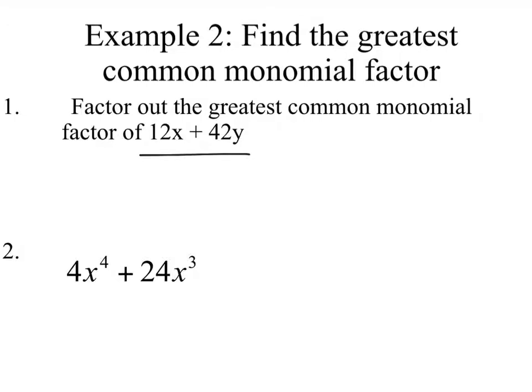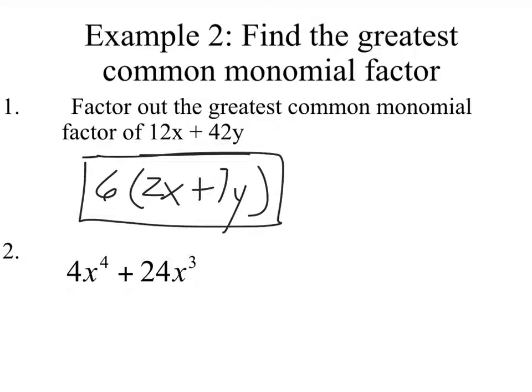You're looking for the largest number that you can divide into both 12 and 42. And the largest number that goes into both 12 and 42 is 6. Basically, we're undistributing, is what we're doing. So 6 times what in the parentheses must have given me the 12x? Should be 2x. 6 times what would have given me 42y? And that would be 7y. And that's all we're doing right now. We are just undistributing. So your answer is going to look like another problem.